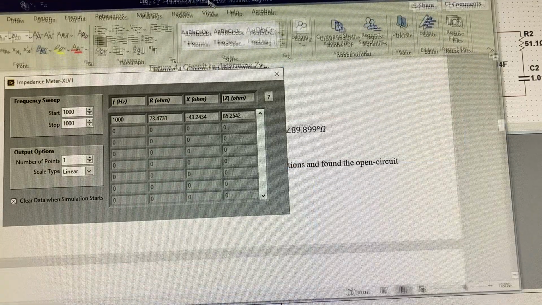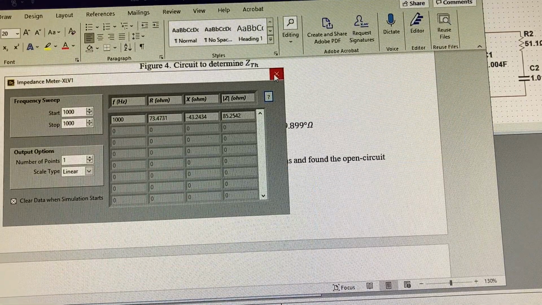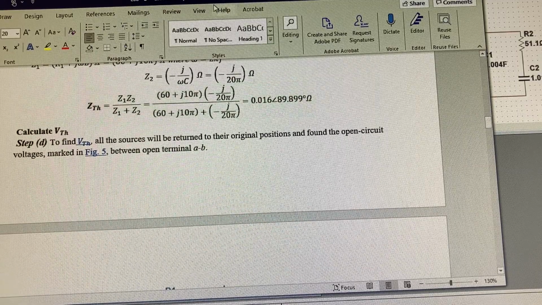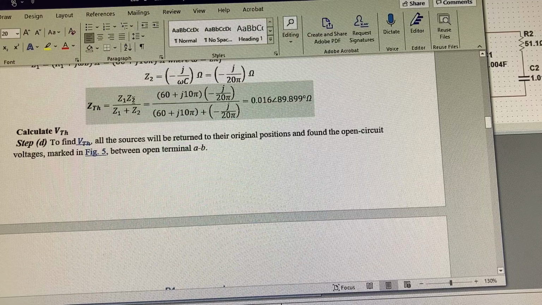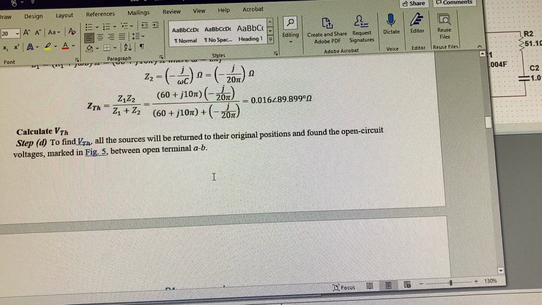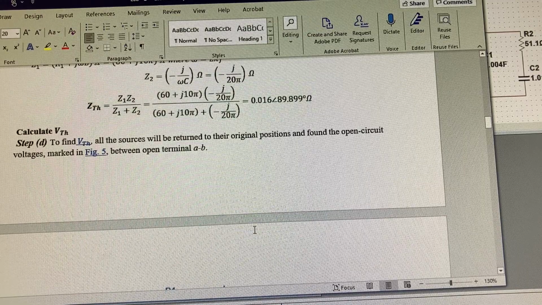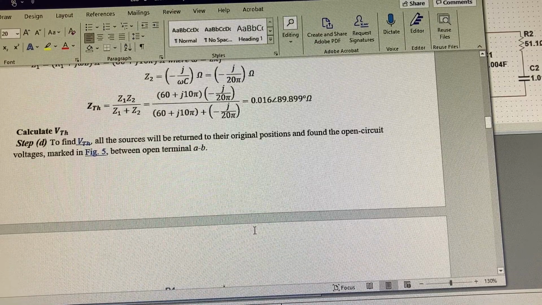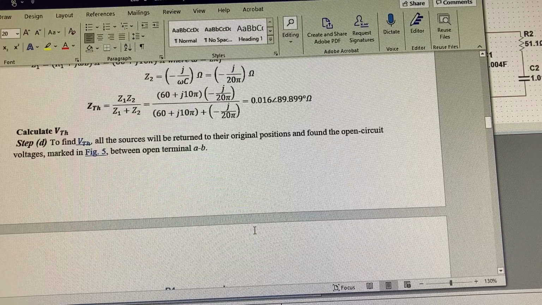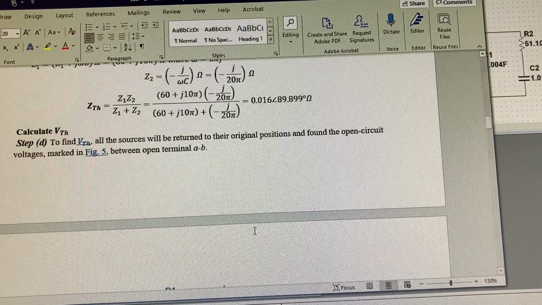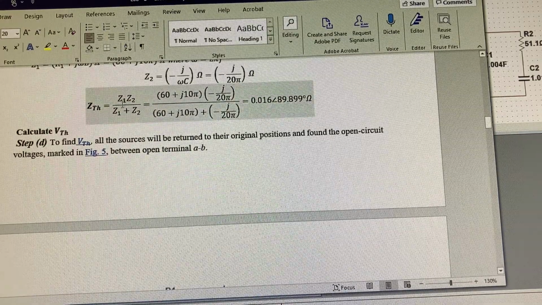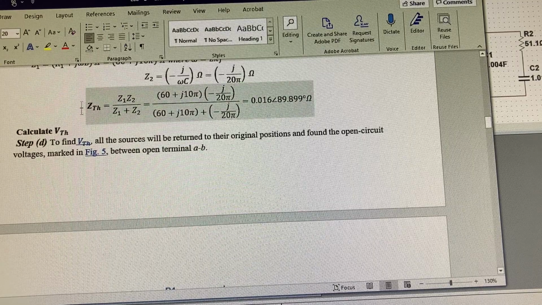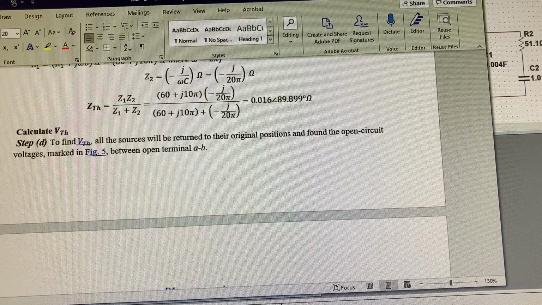If you look at your lab report, you have the Z Thevenin determination, which is made from your Z1 and Z2 values. I'm not going to go through these calculations. There are complex calculators online that you can use, and we've suggested using Hyperphysics, the AC Thevenin calculator, to do it for you, but it's fairly simple. Take your Z1 values and your Z2 values, and you should be able to calculate Z Thevenin.